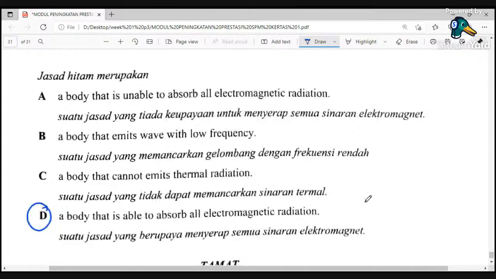Okay, so this one is for trial Kedah paper 1. You can go through the questions first, try to answer, then you can check the answers.